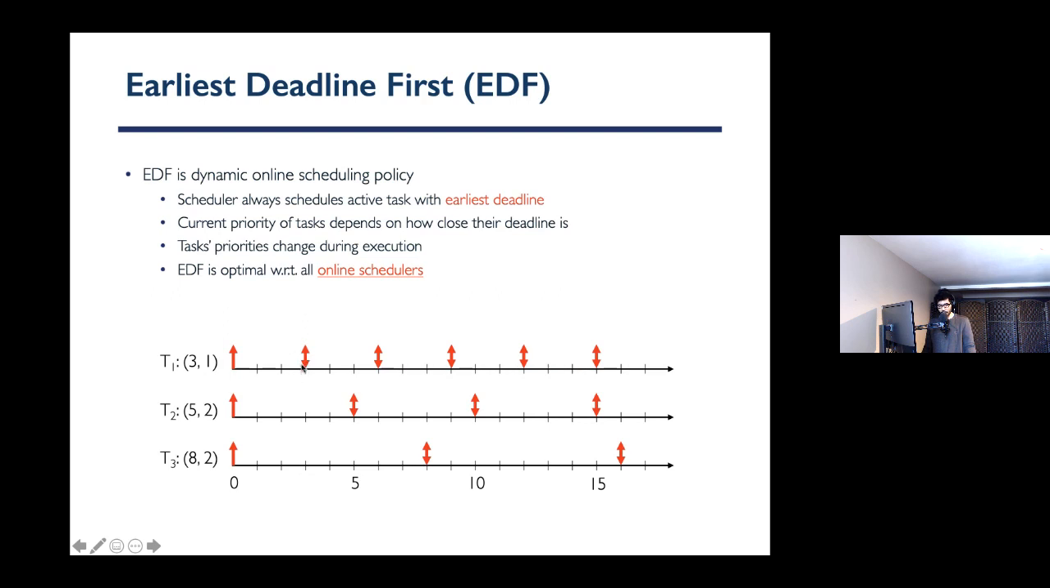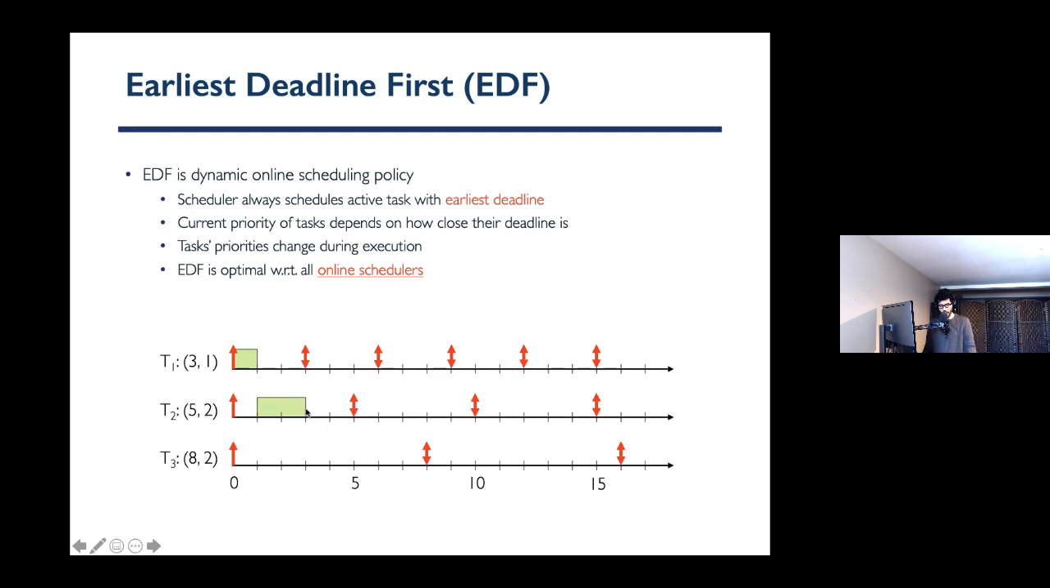So this is the deadline of job 1 of task 1. This is the deadline of job 1 of task 2. And this is the deadline of job 1 of task 3. Which one has an earlier deadline? Well, this one. So I'm going to run T1's job. Now job 1 of T1 is over. Now I have 2 jobs in my system. Which one has an earlier deadline? T2. So I will run T2.